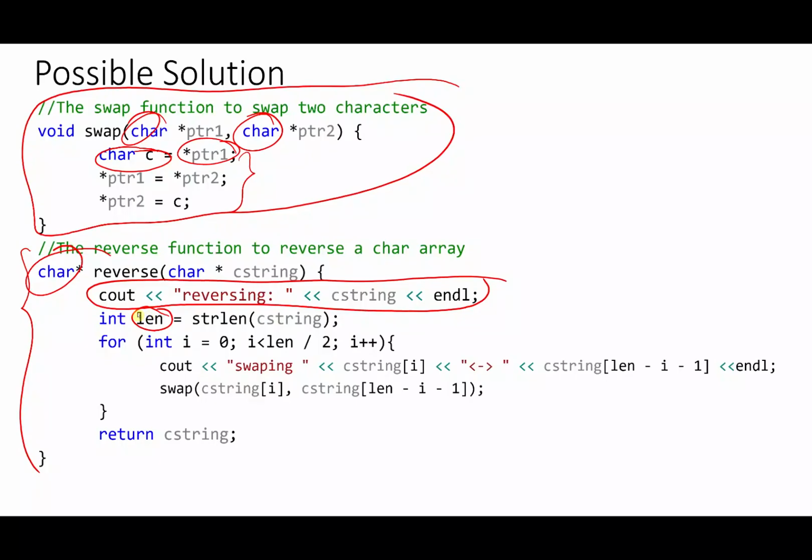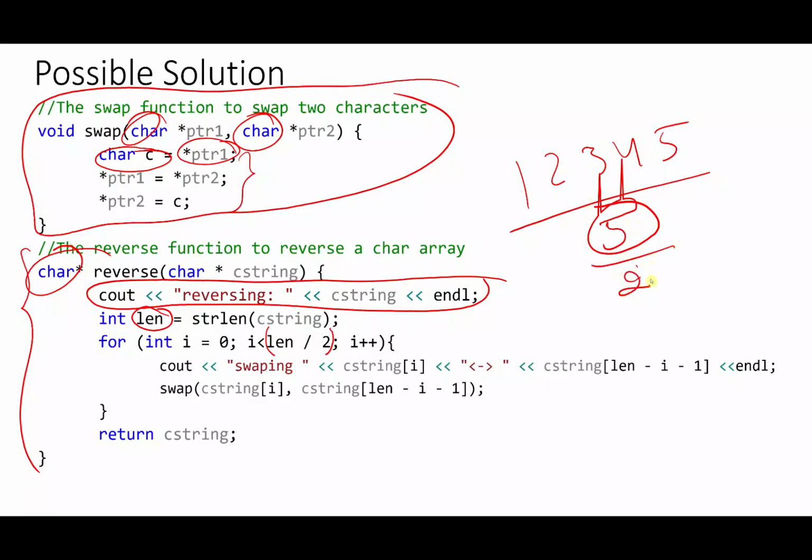And we say for int i equals 0, i less than length divided by 2. Now you can have parentheses in here or not, it doesn't matter, because it's going to be executed before the comparison. So length divided by 2. If I have 1, 2, 3, 4, 5, what is the length of this one? It's 5, right? And when I say length divided by 2, this is 5 divided by 2. Int divided by int gives me int. So that gives me 2.